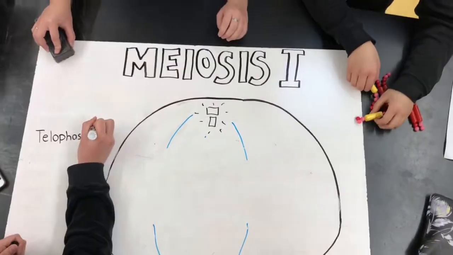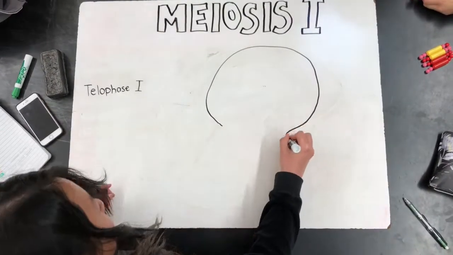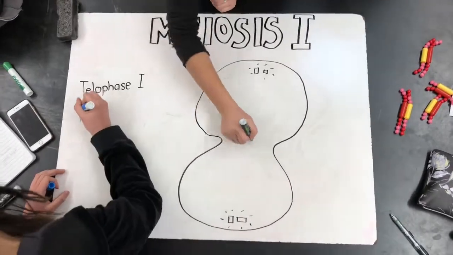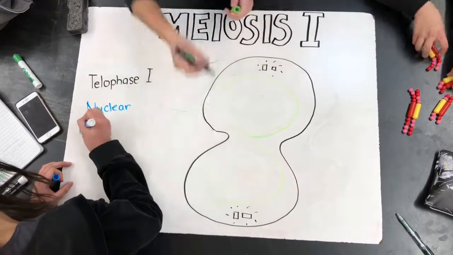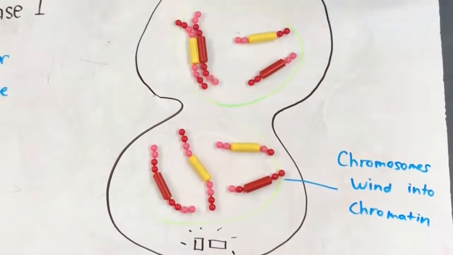Telophase 1. The nuclear membrane reforms in telophase 1 and chromosomes wind into chromatin.